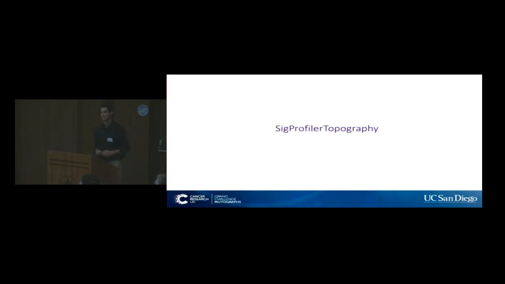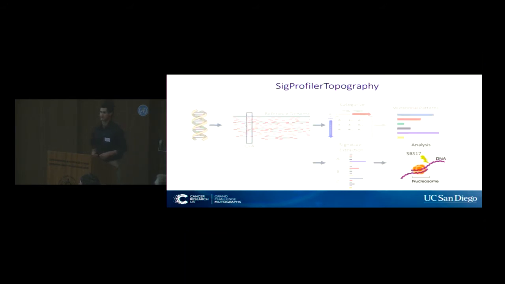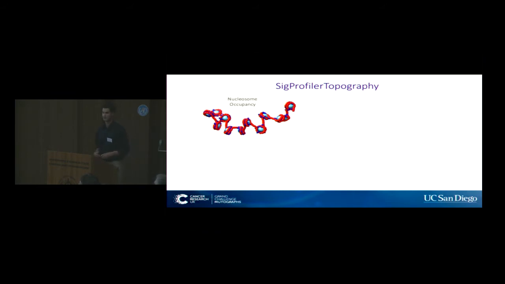So the last tool I'll talk about today is SigProfiler Typography. And this represents the downstream portion of the analysis. So we really want to look at how these mutations and mutational signatures are behaving across the genomic landscape and across different cancer types. So for instance, we can look at nucleosome occupancy, or how these signatures are behaving around the presence or absence of nucleosomes.